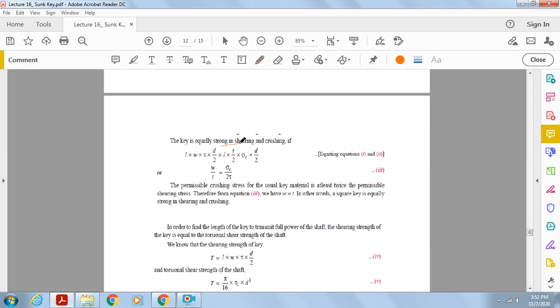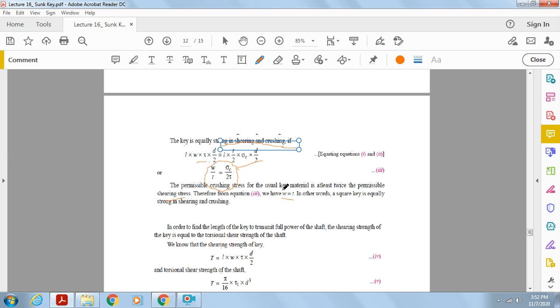The key is equally strong in shearing and crushing if the torque due to shearing is equal to the torque due to crushing. That means L into W into tau into d by 2 is the torque due to shear, and this is the torque due to crushing. So finally we get the relation W by T equal to sigma C by 2 tau. Now the permissible crushing stress for the usual key material is at least twice the permissible shearing stress.